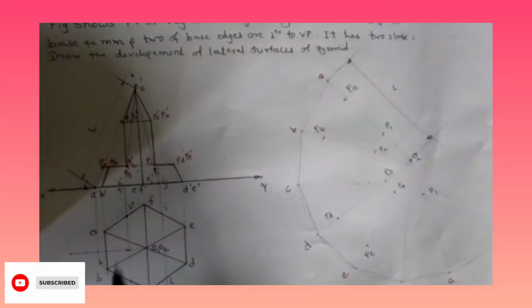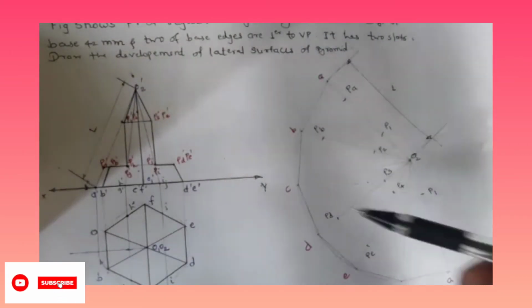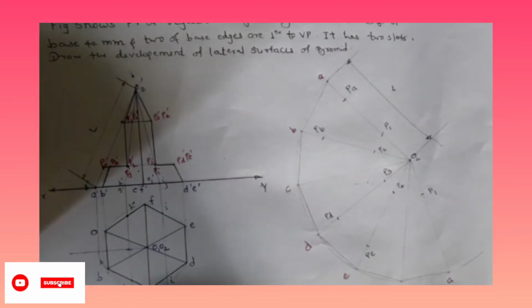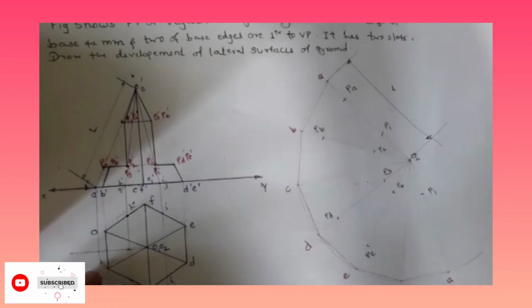Now let us understand the next step. Whatever these points are, G, H, I, J, we have to locate them in this development. Now we'll start from the G. So here is this G point. This point is on this base edge BC. Then from B to G, so this much distance.